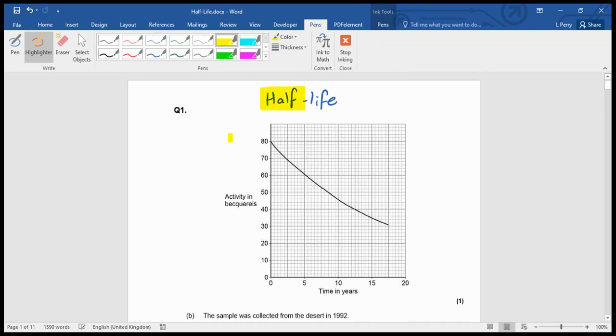You might be trying to find out how long it takes something to halve, or how many times it's halved, or how much is left after it's halved 10 times. But the key phrase is half. So we'll have a look at some questions and they'll build up in difficulty.